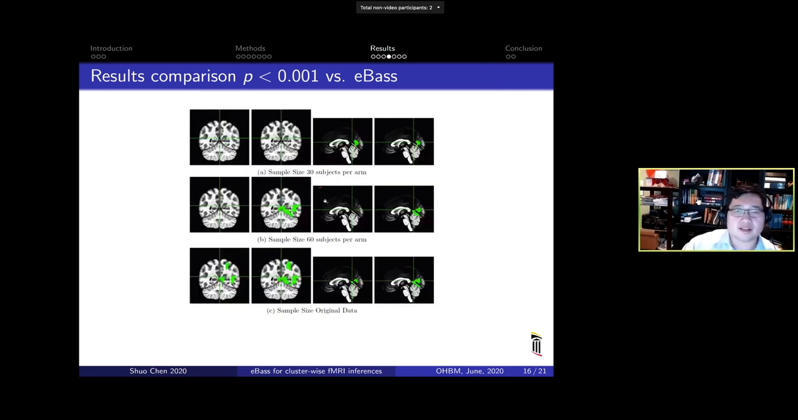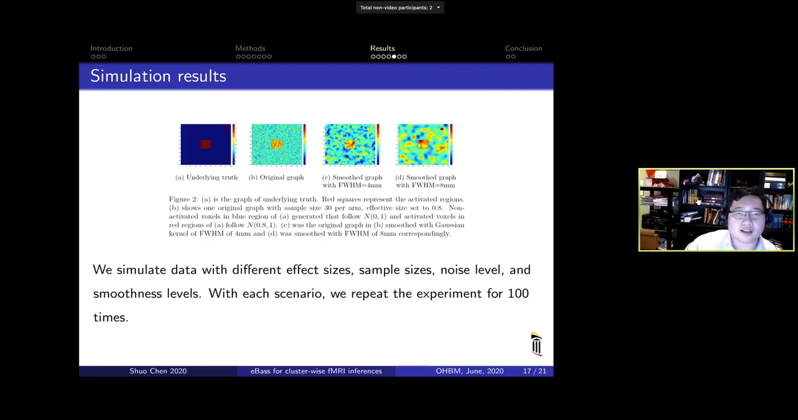And so here are the different views, the coronal view and the sagittal view, of the two methods. And we also did a simulation study with the underlying truth. This is just a two-group test. With the two-group test, you have the original graph and then different sample sizes, and then these are your test statistics. We also have smoothed data at different smoothing levels. And under each setting, we did 100 experiments, and we summarized the results.